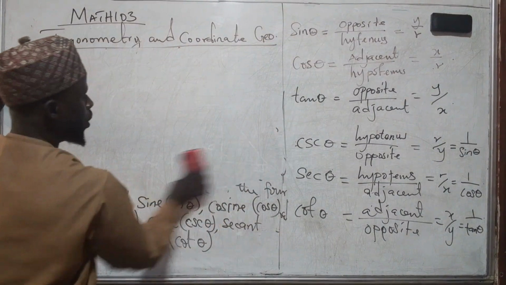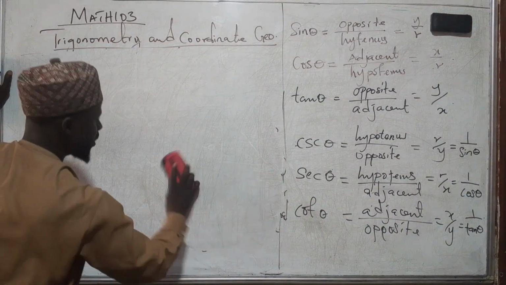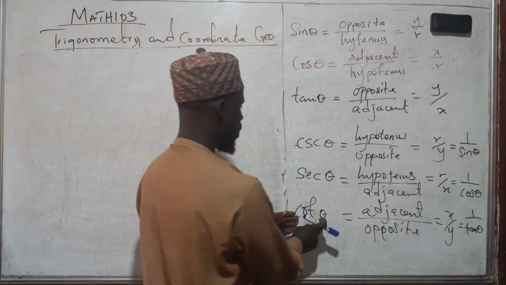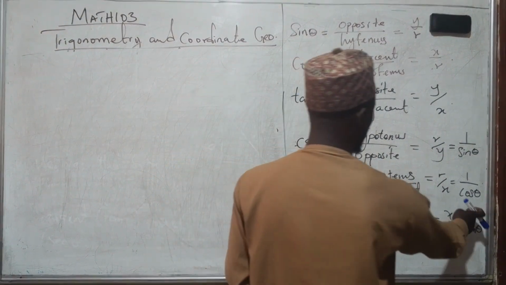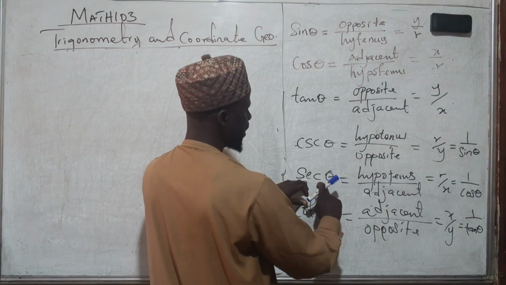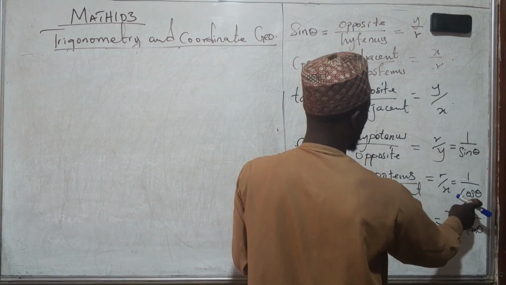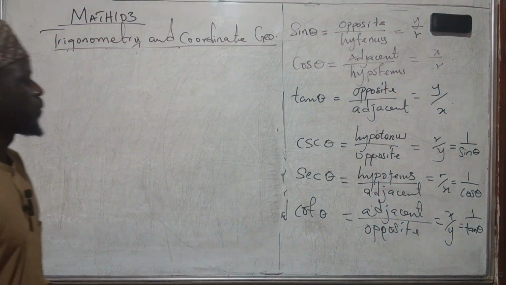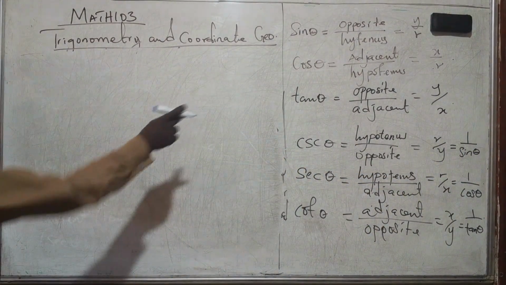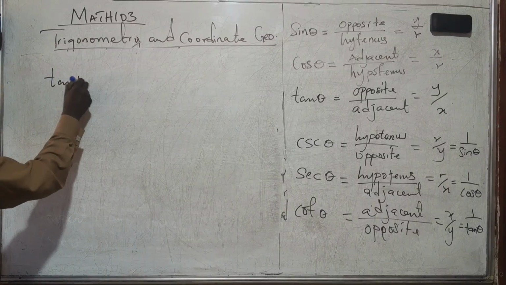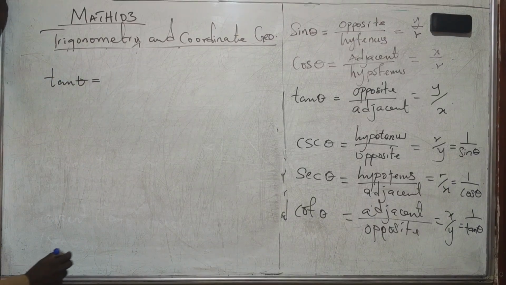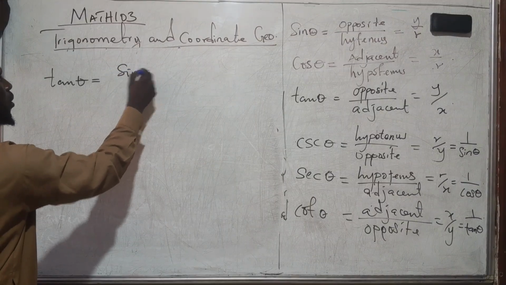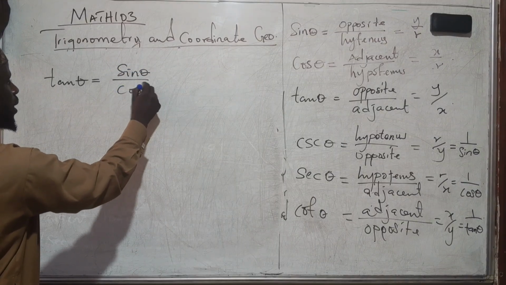So what are their relationships, especially with tan? We have seen that cot is 1 over tan. We have also seen that sec theta is 1 over cosine. Likewise, cosec theta is 1 over sine theta. But what about tan theta now? Tan theta is equal to sine theta over cos theta.